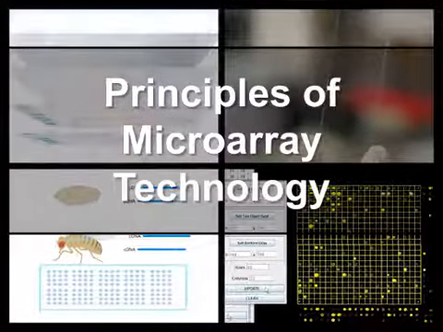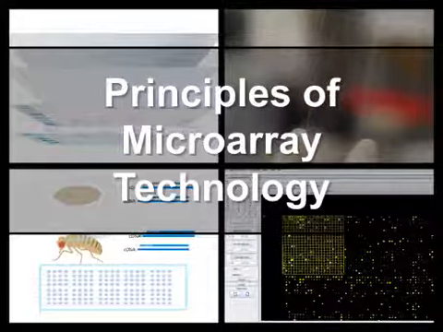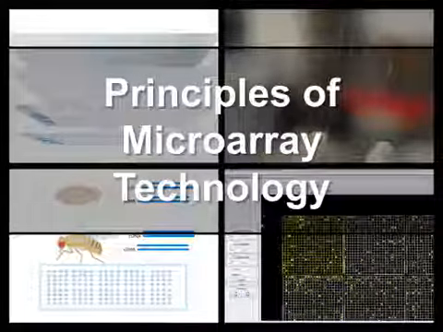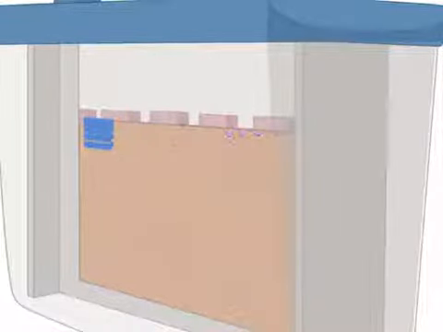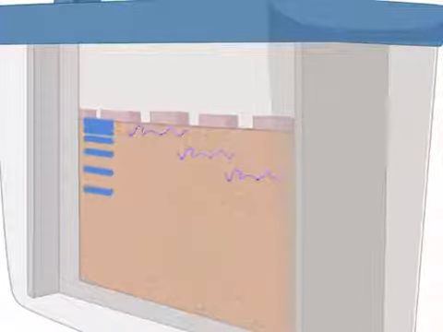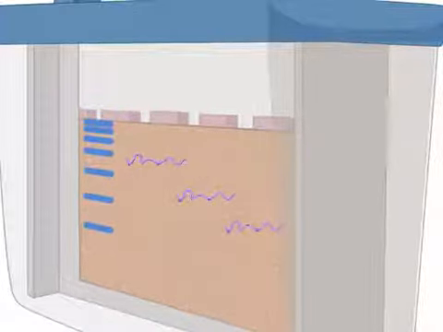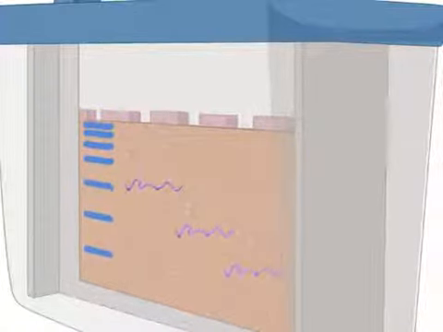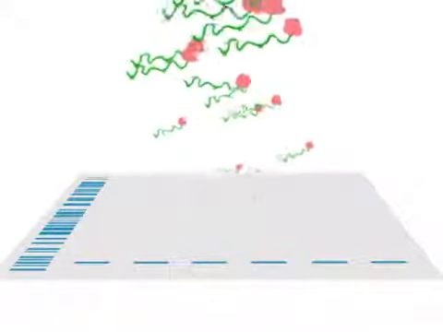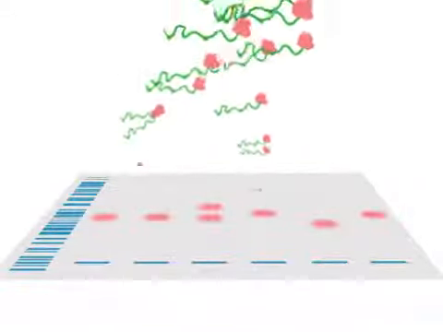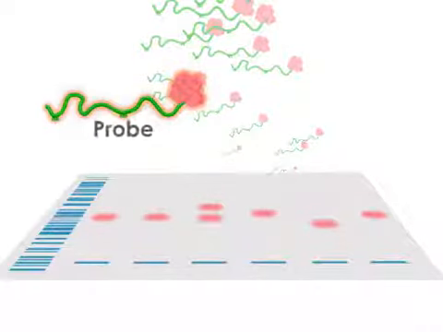Let's begin by discussing the principles of gene expression profiling and microarray technology. One of the earliest methods developed to assess gene expression in biological samples is northern blotting, which involves probing for specific RNA molecules immobilized on membranes. Free-floating probes recognize complementary RNA sequences in the sample and are typically labeled with radioactive or fluorescent molecules so that they can be visualized.